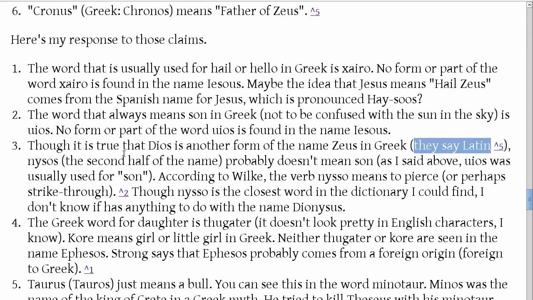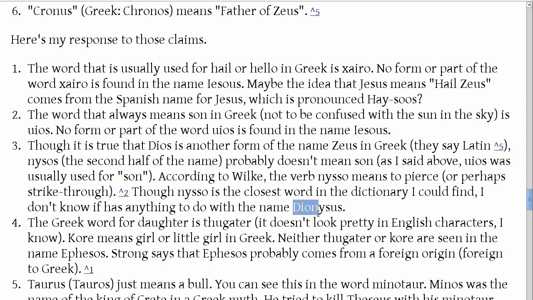In the video, they say that Theos is a Latin word. Now, Dios is a Latin word, but it doesn't mean Zeus, not as far as I know. Now, I don't know Latin, but Theos is Greek. They're mixing it up with Latin. All right, so Nusos, the second half of the name Dionysus, probably doesn't mean sun. As I said above, Eos was usually used for sun. According to Wilk, the verb nuso means to pierce, or perhaps strike through. Though nuso is the closest word in the dictionary I could find, I don't know if it has anything to do with the name Dionysus.